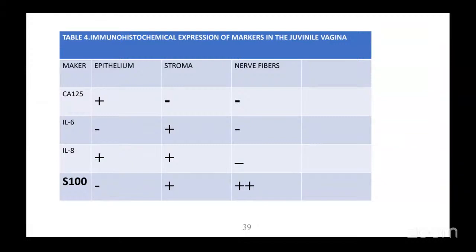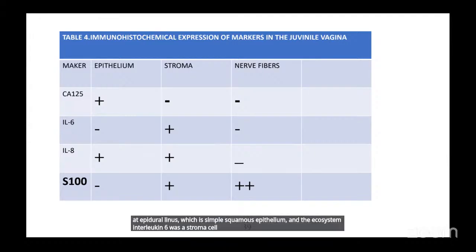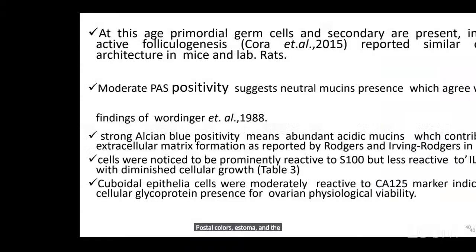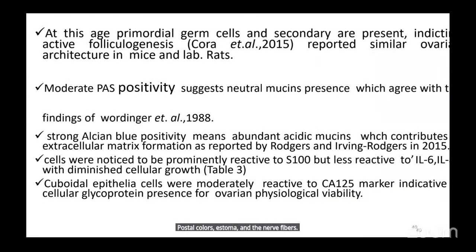For the vagina, the CA 125 localization was at the epithelial lining, which is a simple squamous epithelium. Interleukin 6 was at the stromal cells. Interleukin 8 took place at the epithelial cells and at the stroma, and then S100 was localized at the stroma and the nerve fibers.